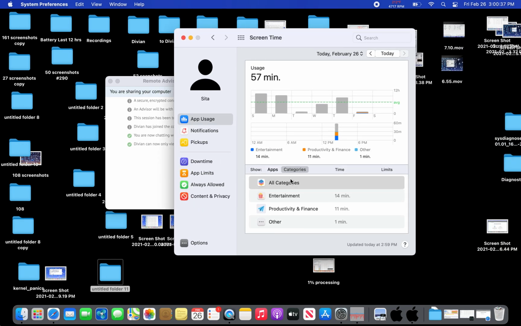All right, so what we have right now is it says usage 57 minutes, for 1 hour I'm using the Mac. But you see here, same thing like last time. You've seen this last time, right?